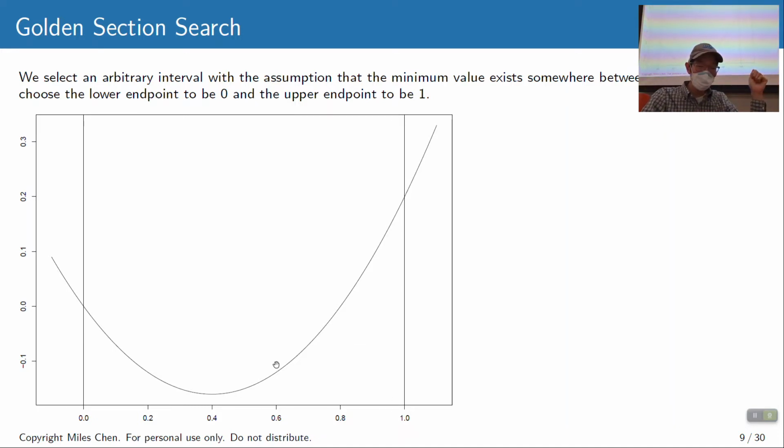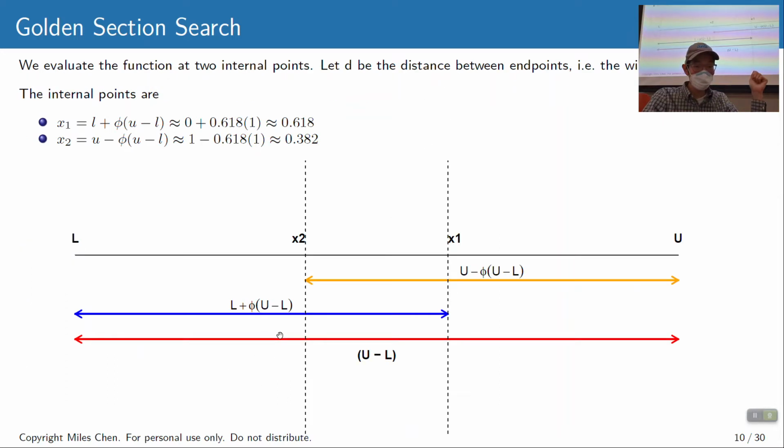Okay, so we're going to call 0 our lower bound and 1 our upper bound, and we're going to look at 2 internal points within the interval. For the 2 inner points, we're going to use the golden ratio. If I say the golden ratio is around 0.618, I'm going to go around 0.618 of the way, so around 62% of the way from the lower bound to the upper bound. That forms my first internal point. Then I start at the upper bound and go around 0.618 of the way to the lower bound, and that forms my second inner point.